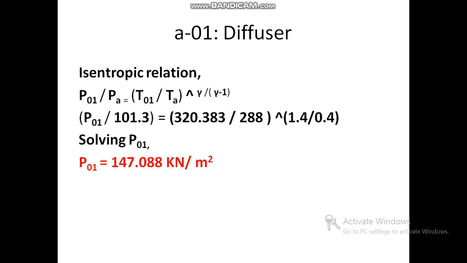As well as we know the isentropic relation, that is P01 by Pa is equal to T01 by Ta power gamma divided by gamma minus 1. By substituting the Pa value, T01 and Ta values as well as the gamma value and solving for P01, we will get P01 is equal to 147.088 kilonewton per meter square.